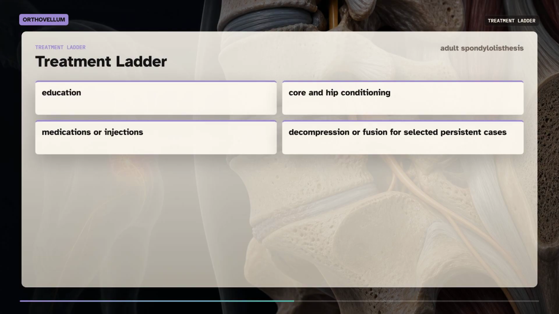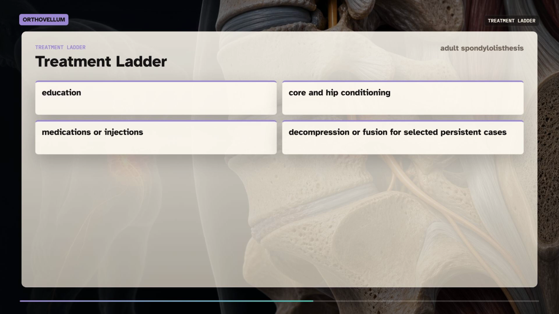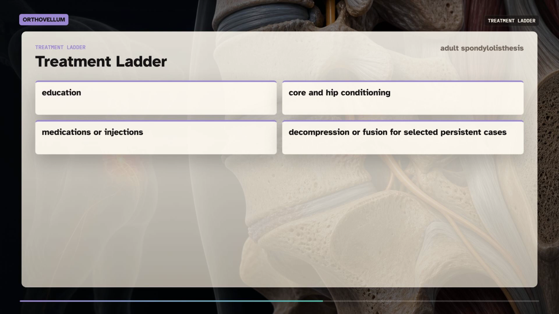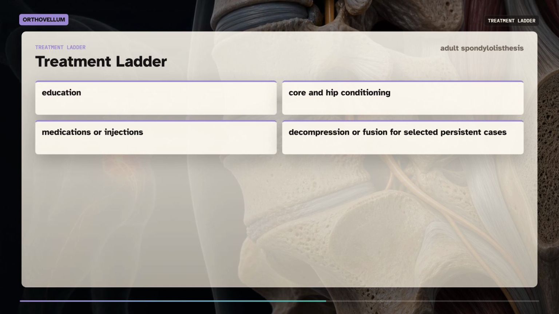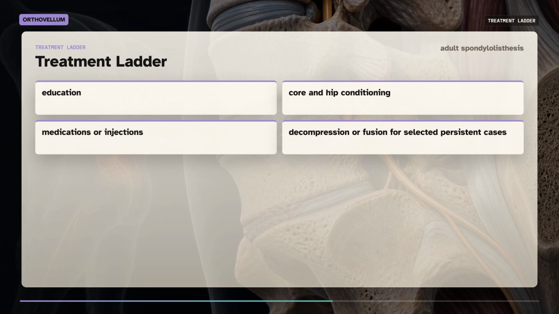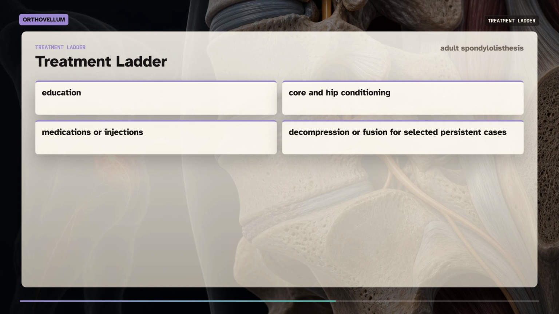Treatment is a ladder, not a reflex. For adult spondylolisthesis, the practical ladder is education, core and hip conditioning, medications or injections, decompression or fusion for selected persistent cases. The first steps usually try to calm the painful system and rebuild capacity. That means load management, targeted strengthening, mobility when appropriate, and clear expectations. Injections, braces, procedures, and operations are tools. They are powerful when used for the right reason and disappointing when used as shortcuts. The best plan explains not only what to do, but why that step belongs at this moment.